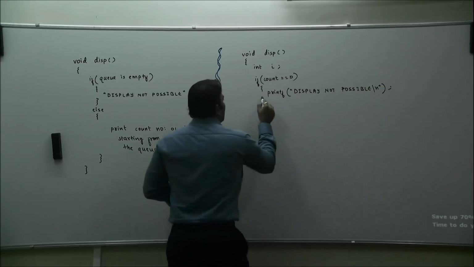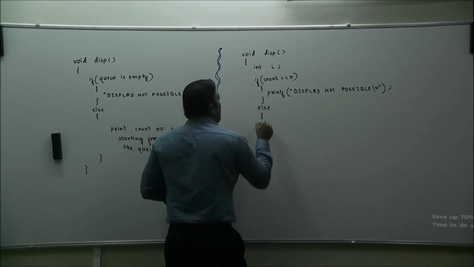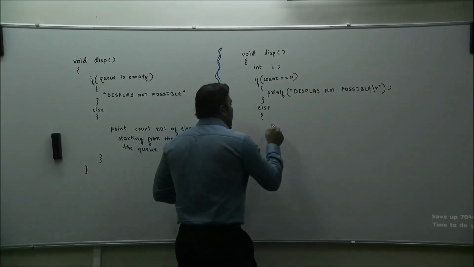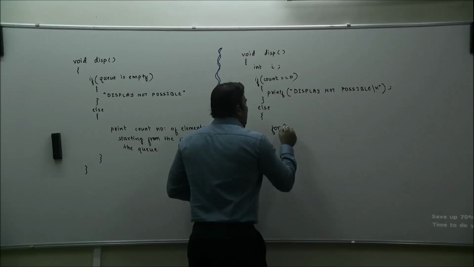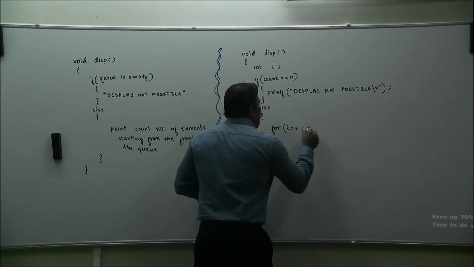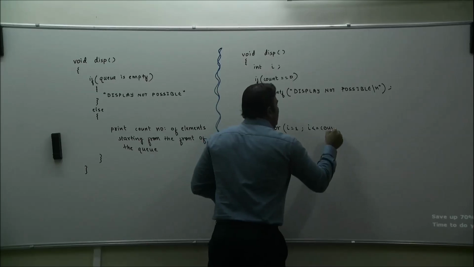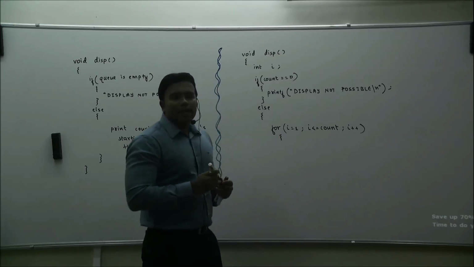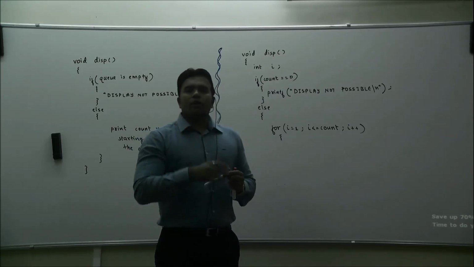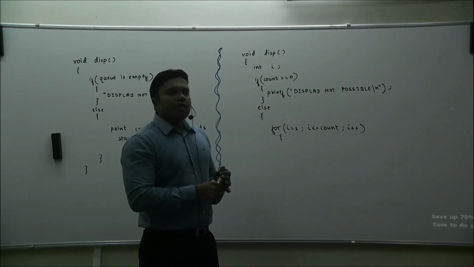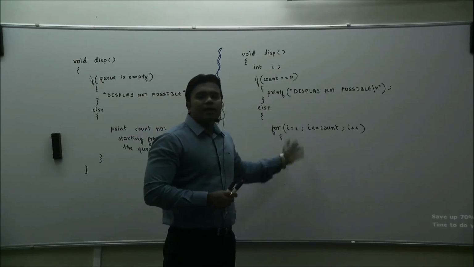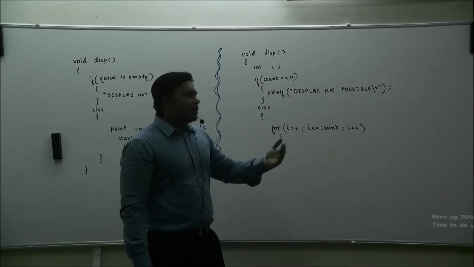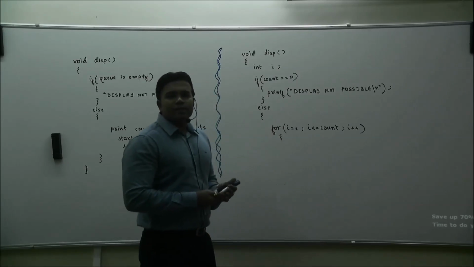Otherwise I have to display. How many elements should I display? Count number of elements. For i equal to 1 till i less than or equal to count, i plus plus. Remember, this loop is going to take care of displaying count number of elements. If count is 3, then totally 3 elements will get displayed, because it is going to loop 3 times. If count is 5, then 5 elements it will display, because it is going to loop 5 times.